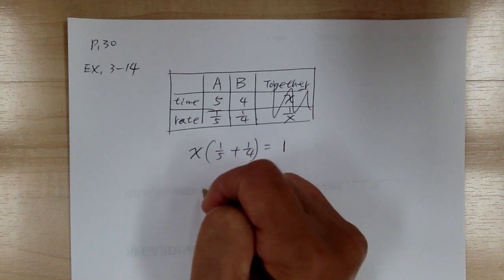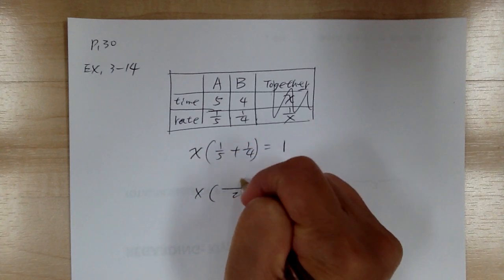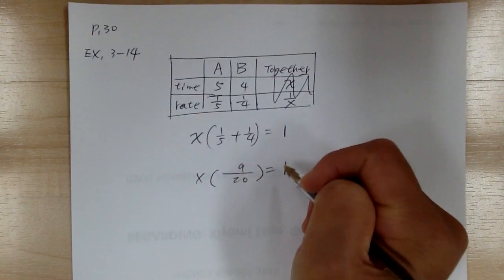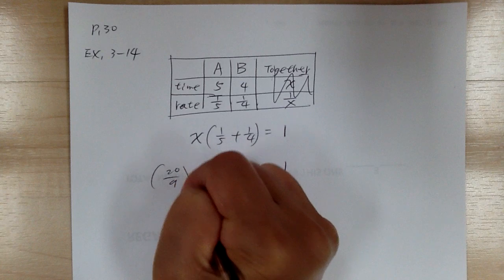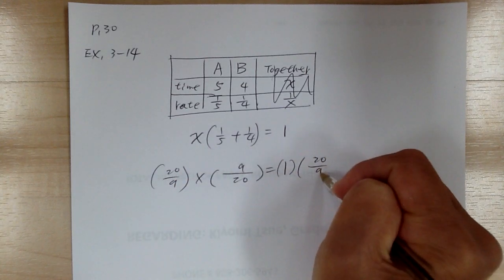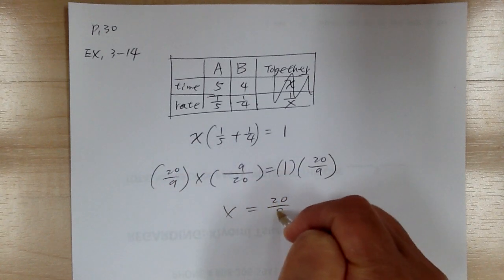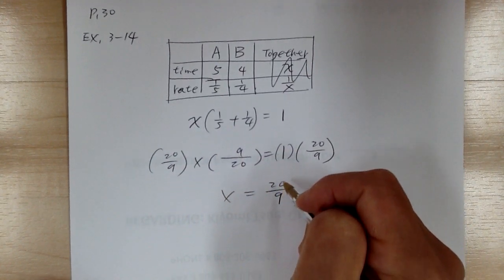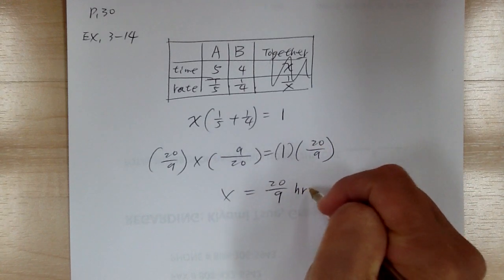So X times, you can add this together. Now to solve this, you multiply by the reciprocal. So this will cancel, so X equals 20/9. And the time would be hours.